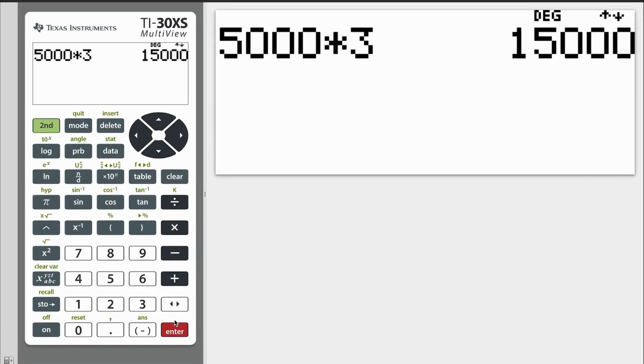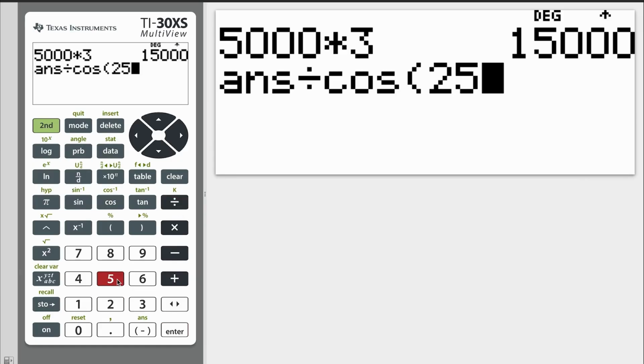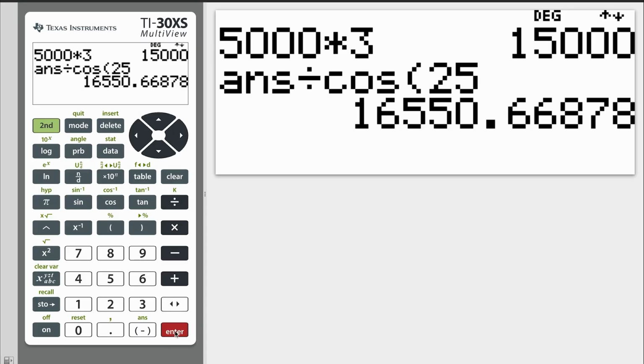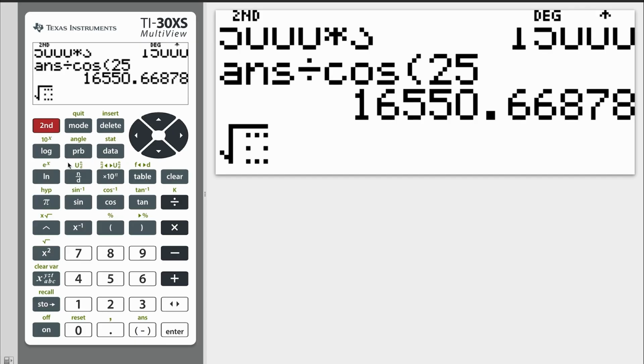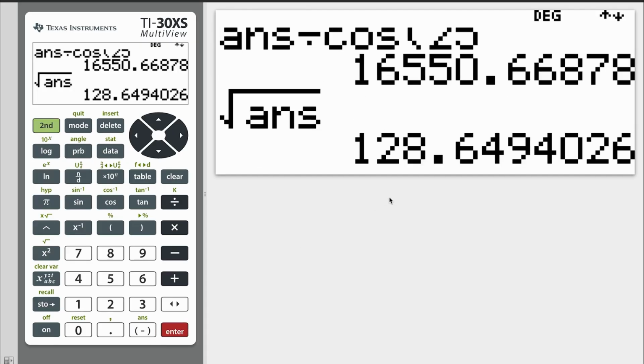This gives us 15,000 right away. After that, we'll divide it by cosine 25. We agreed that the bracket isn't important, so the number will come out normally, and then you take the square root at the end, the square root of the answer. You'll get the same result, 128.64. Which method is easier for you?